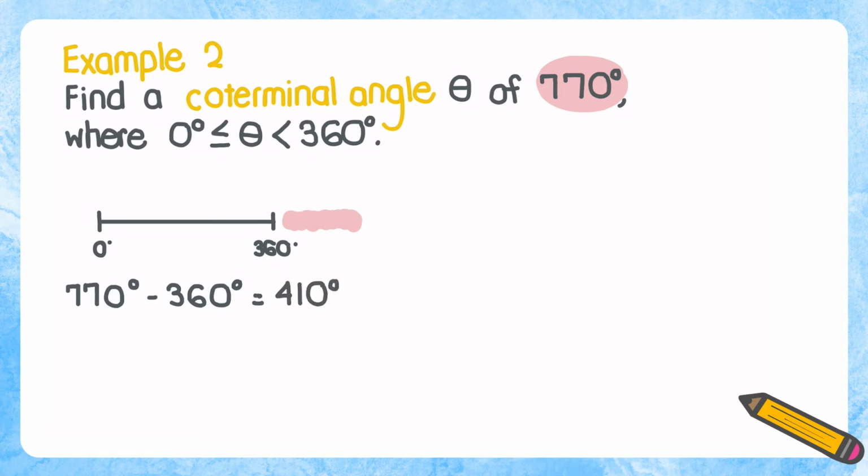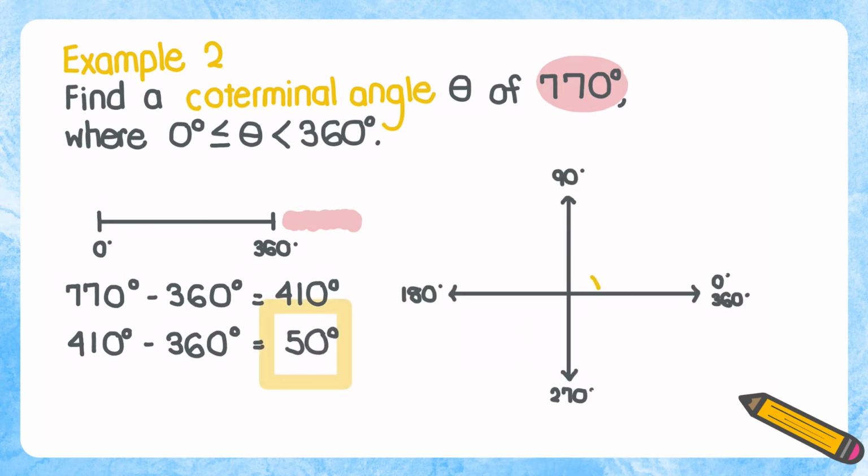Notice how this is still larger than 360 degrees. So what we can do is take away another full circle. 410 minus 360 equals 50, so 50 degrees. So 50 degrees is a coterminal angle of 770 degrees. So notice how for the 770 degrees, we have to do a few extra loops, but we would still end up on the same terminal side.